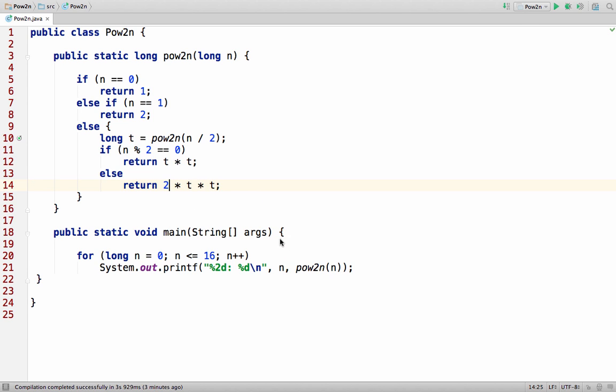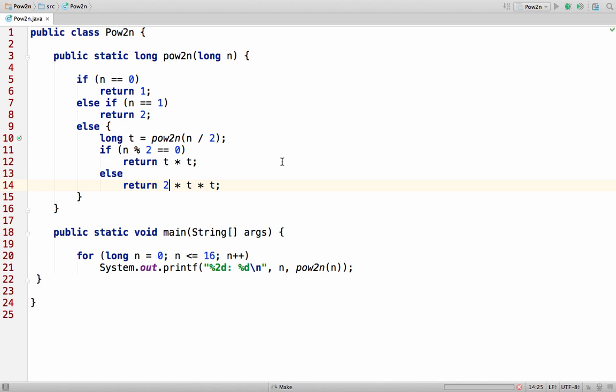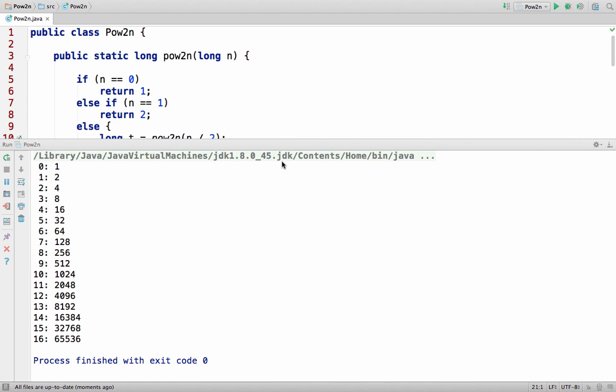Now in the main method what we are doing is just printing all the powers of 2 to the n, where n goes from 0 to 16. So when we run the program, you should be able to see lots of powers of 2 that you know, at least the ones until 10.